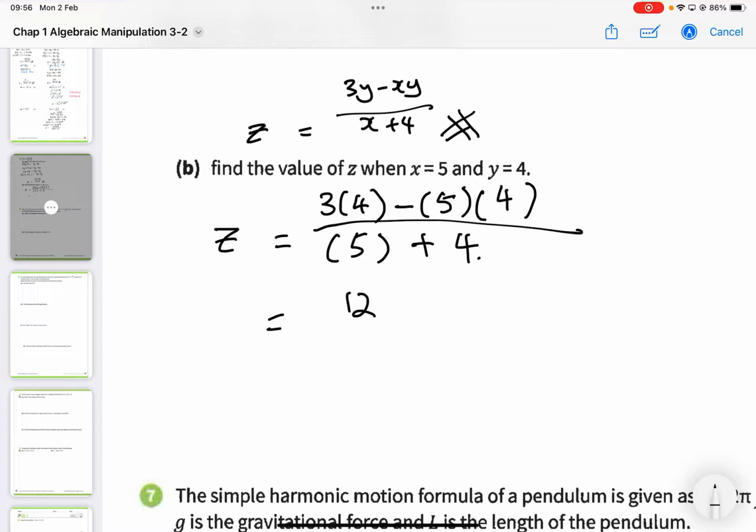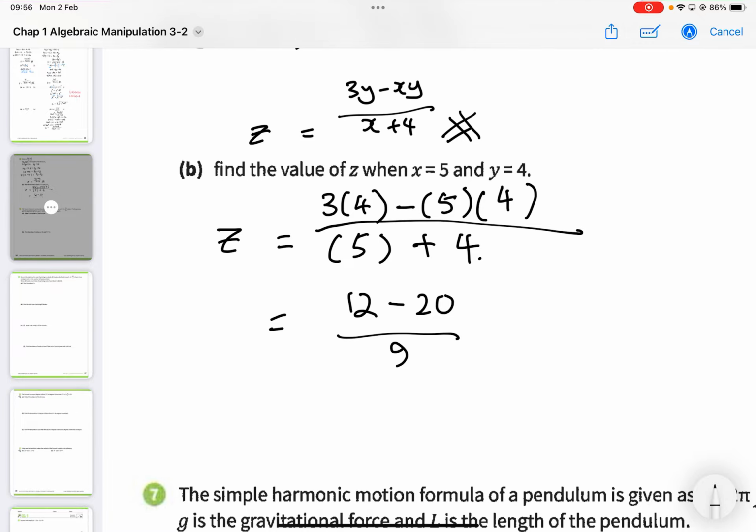3 times 4 is 12. 5 times 4 is 20, so minus 20. 5 plus 4 is 9. Answer.